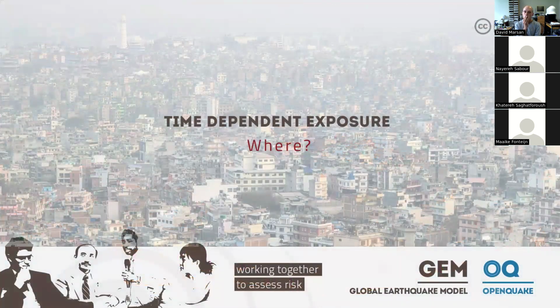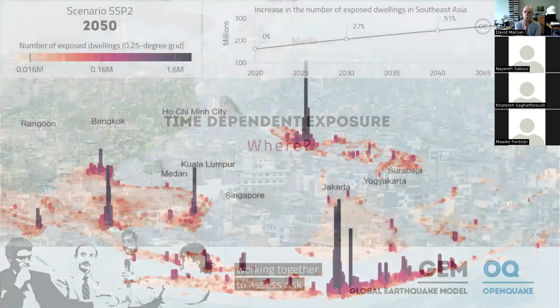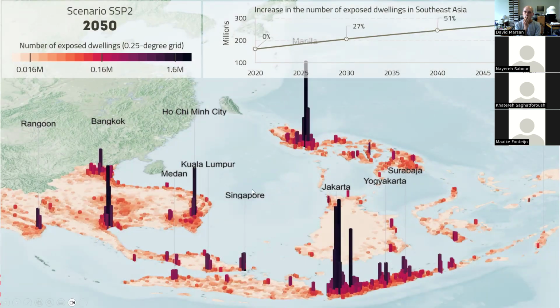So the other question that is important is where, and this is where I'm going to show you this slide again. But why are we concerned about where construction is happening?